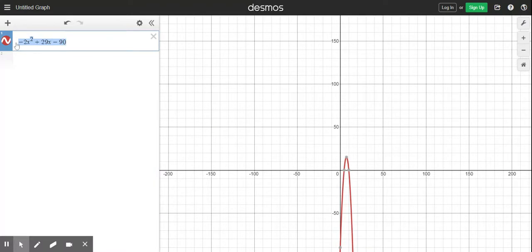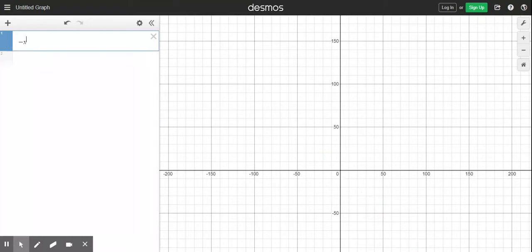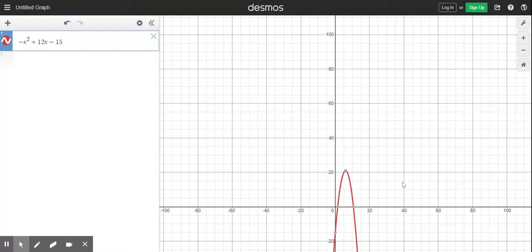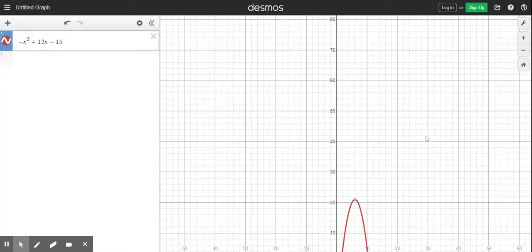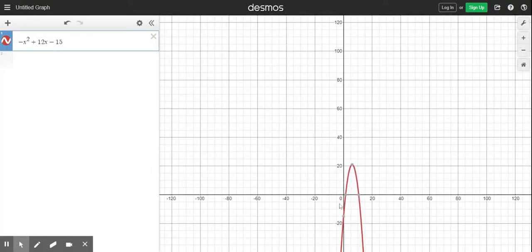Let's look at another graph. Let's look at -x. And look, there's the line that has a slope of -1. But I want to square it, so I use the caret, which is shift 6. So -x squared plus 12x minus 15. I can zoom in if I need to, even a little more. I can zoom out. And again, it gives me points that are on my graph if I need them.